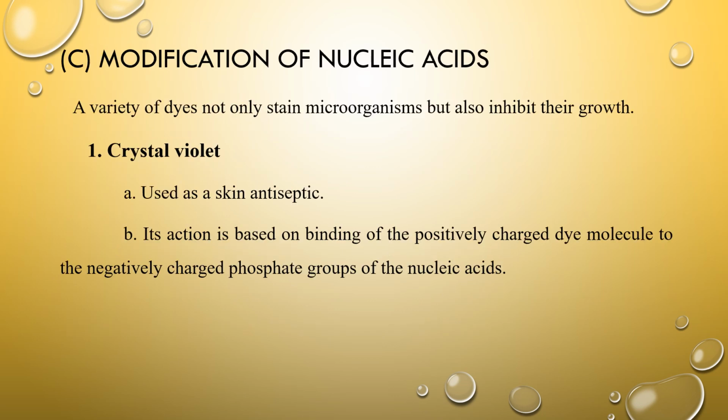Third method, modification of nucleic acids. A variety of dyes not only stain microorganisms but also inhibit their growth. In this modification of nucleic acids, they use crystal violet and malachite green. First, crystal violet. Crystal violet is used as a skin antiseptic. Its action is based on binding of the positively charged dye molecule to the negatively charged phosphate group of the nucleic acids, which inhibits the growth of microorganisms.